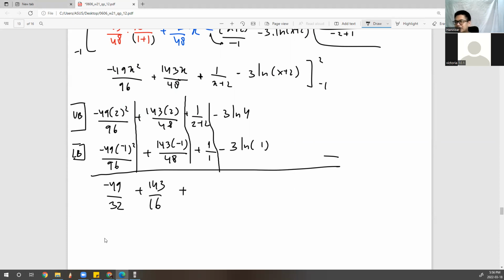This is a piece of cake: 1 over 4 plus 1 over 1. That's 5 over 4, right? Because 1 over 4 plus 4 over 4. Okay, because 1 over 1 is also 4 over 4. Make it simple. Okay.